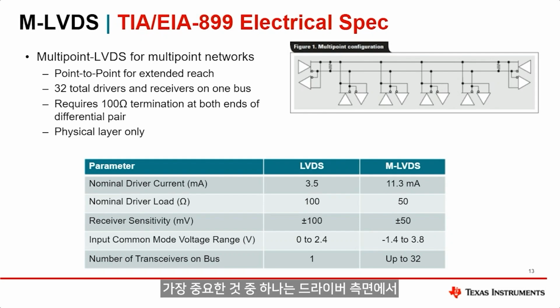One of the main things is on the driver side. The driver does implement a wider offset range in common mode. So the drivers can have an offset ranging from 0 to 2.4 volts.